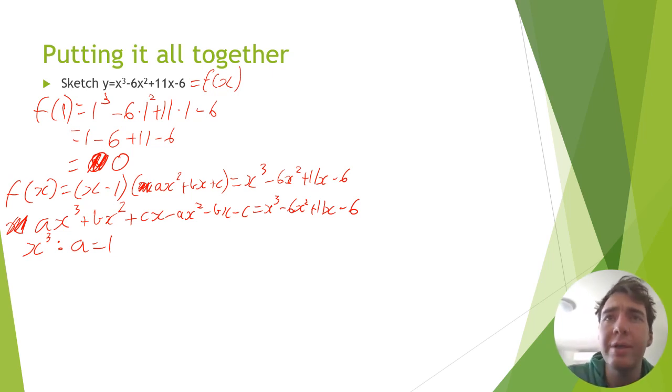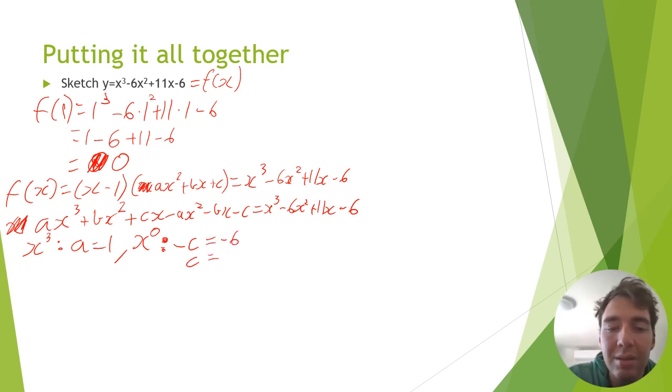Next, I'm going to go down to the constant terms, right? And you might remember constant terms, those are x to the power of 0. For x to the power of 0, on the left-hand side it's just negative c. That's all the constant terms on the left-hand side. And then on the right-hand side is negative 6. And would you look at that, we get c is 6.